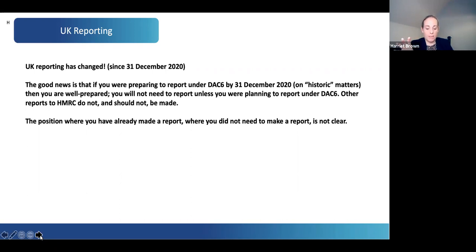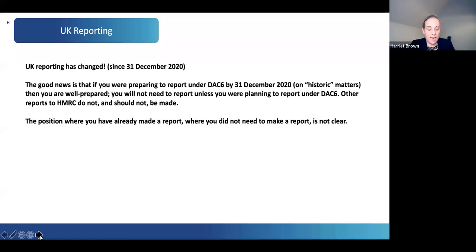The reporting time limits haven't changed. So for arrangements implemented after 1st of July 2020, it's 31st of January 2021. For those implemented between the 25th of June 2018 and the 1st of July 2020, it's the 28th of February 2021. And for anything new, so anything after the end of last year, you've just got to report within 30 days.